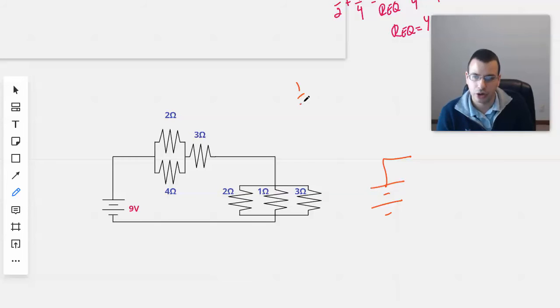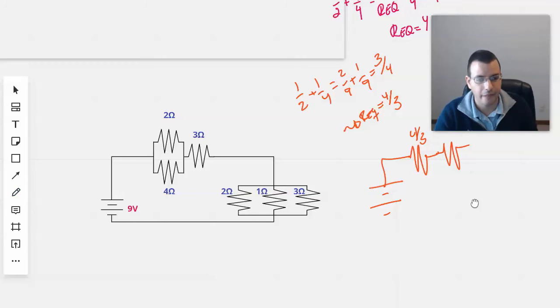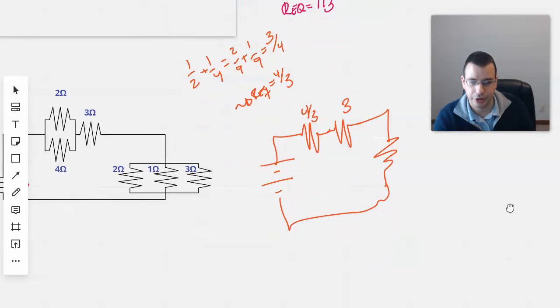All right, 1/2 plus 1/4 equals 2/4 plus 1/4, which equals 3/4, which implies that R equivalent equals 4/3. So I would do 4/3. Then I draw the other resistor again with a 3. And then I would draw another resistor down here. And then for this one, I would do, okay, so we have 1/2 plus 1/1 plus 1/3.